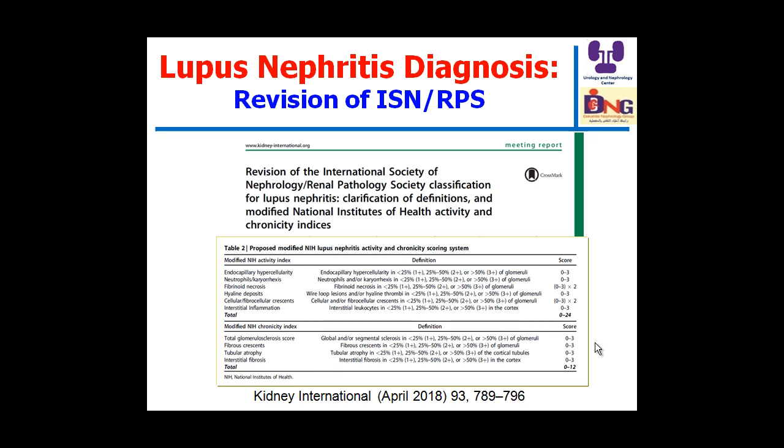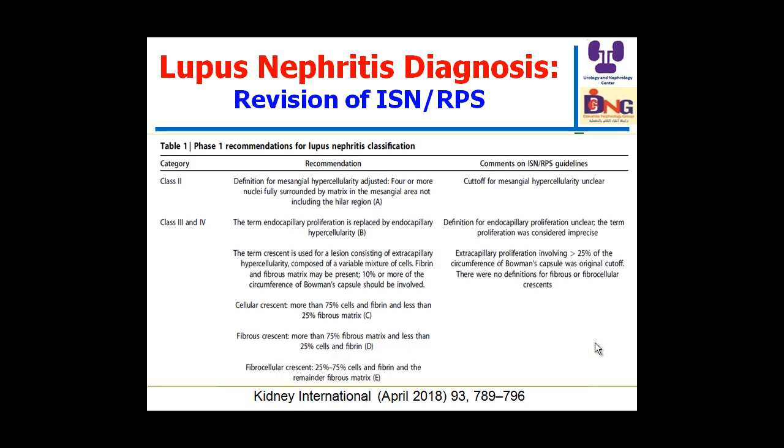subcategorization is omitted. So don't say A, C, or A and C, and also don't say G or S, global or segmental. And the activity index was restricted to class 3 and 4. Nowadays, it can be done for all classes. More important, if you go to this article, you will find the clarification of definitions.